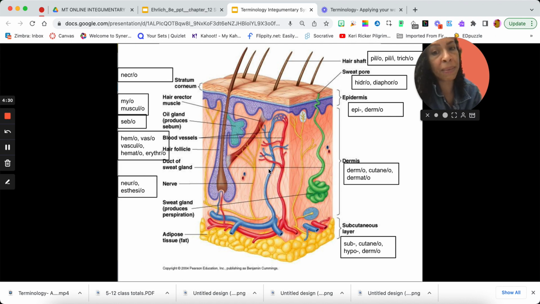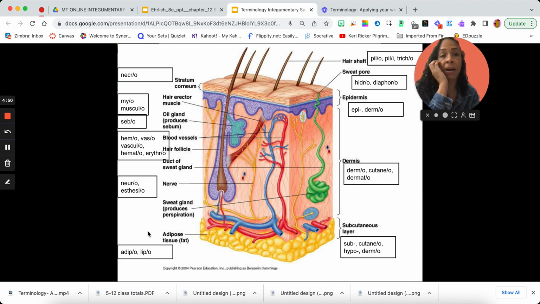Neuro can be used to describe the nerve, and looking at the nerve in skin helps me to remember that in the dermis I've got a ton of different receptors that make my skin a sense organ, a sense to touch and pressure and pain and sensation. So I might use neuro and aesthesio to remind me of sensation.